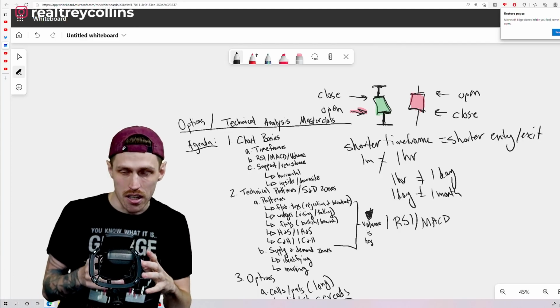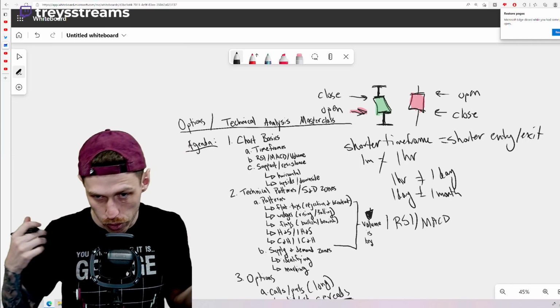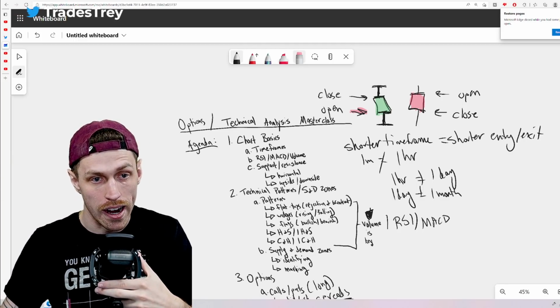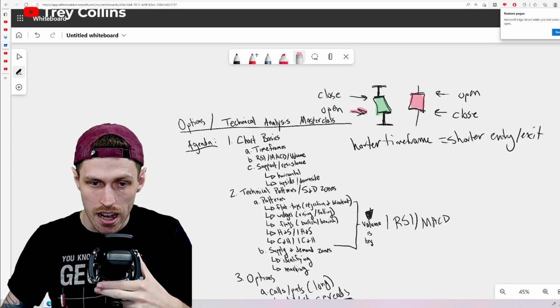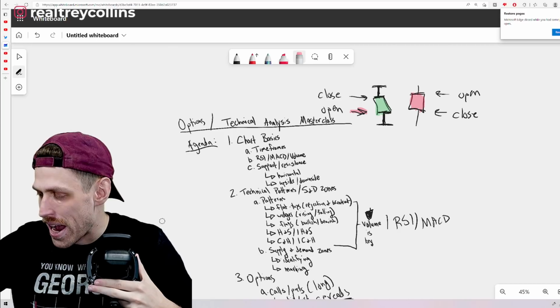Larger time frame is more useful for a longer trade. The shorter time frame is more useful for a shorter trade, for scalps, right? And we're going to dive into that as we go on. So now that you understand the basics behind time frame and how candles work, I want to dive into the RSI, MACD, and volume.